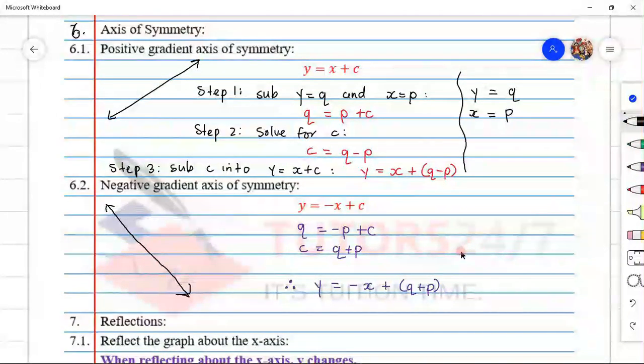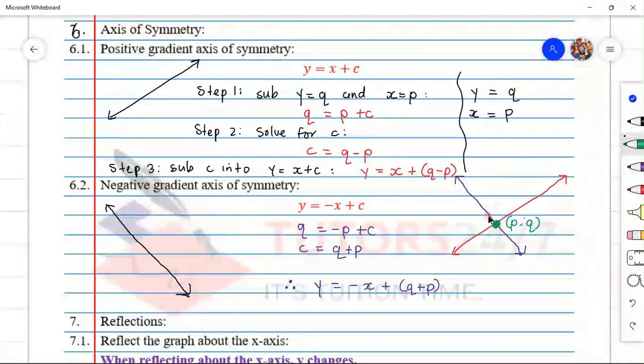So if we have our positive axis of symmetry and our negative axis of symmetry, these two lines would intersect at this point P and Q. Those would be the coordinates of their intersection.